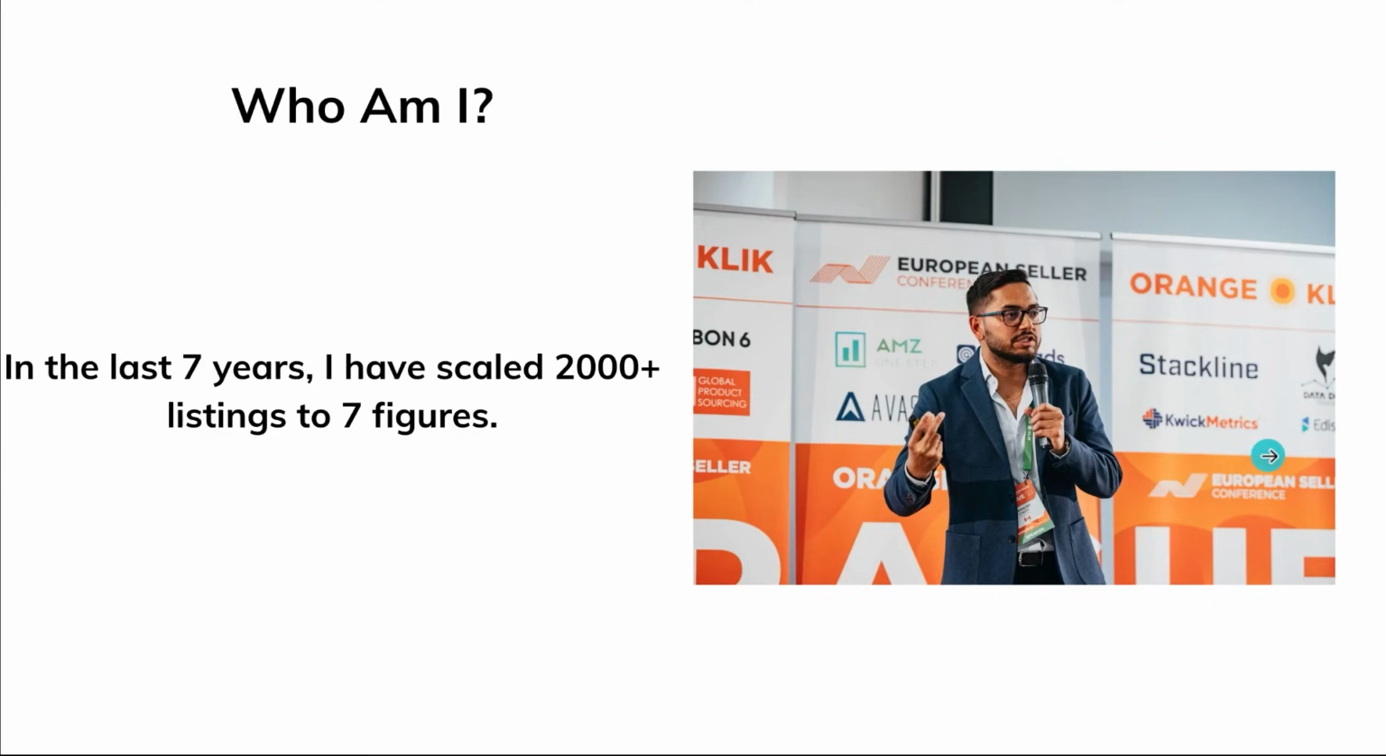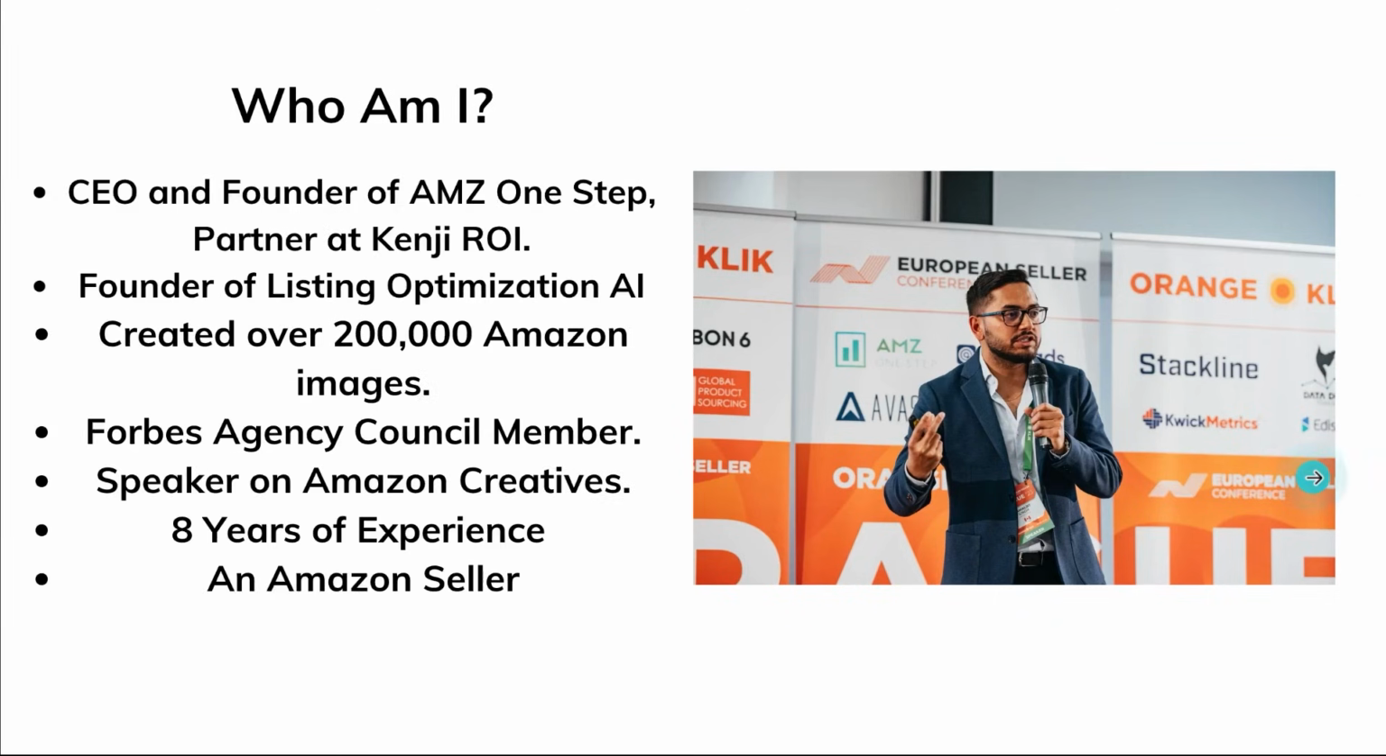So if you don't know me, in the last 7 years, I have scaled more than 2,000 listings to seven figures. And like I mentioned, I'm the founder and CEO of AMZ One Step, Listing Optimization AI. I've created more than 200,000 Amazon images, and I'm not talking about white background or product shot images. I'm talking about real infographics and lifestyle images, CTR optimized images. Member of Forbes Agency Council. I've spoken at many Amazon conferences.